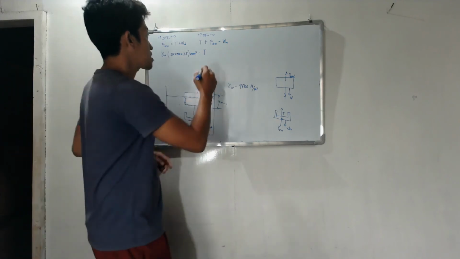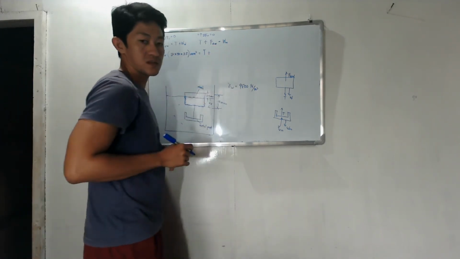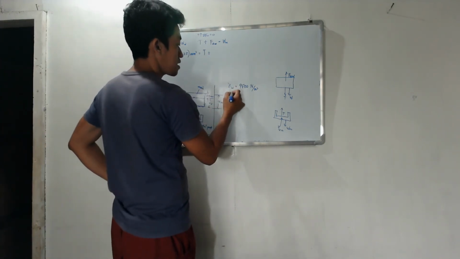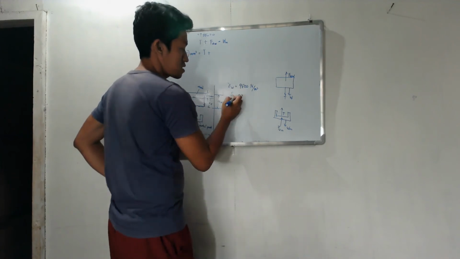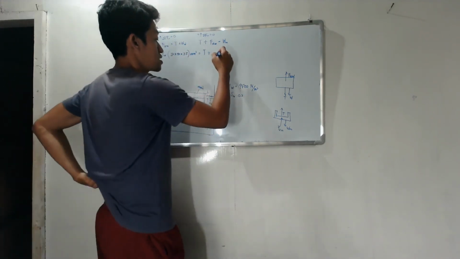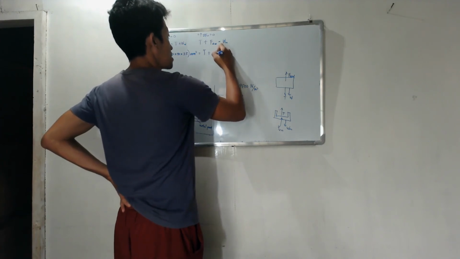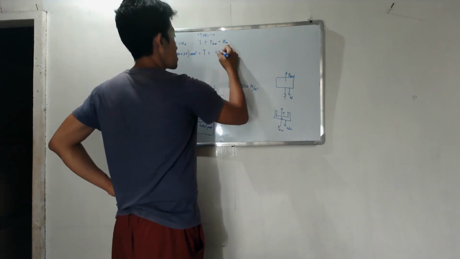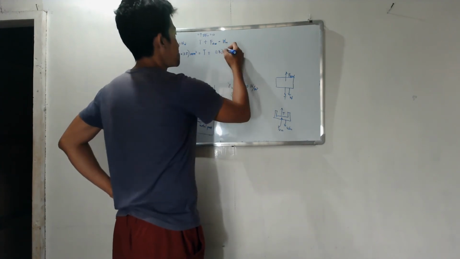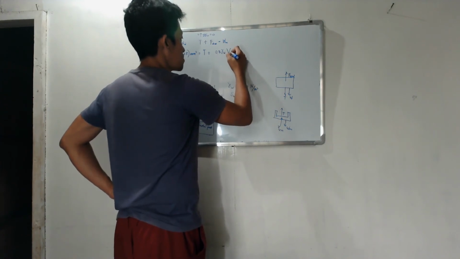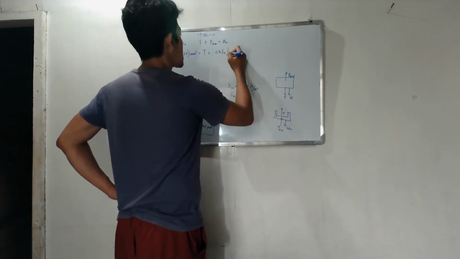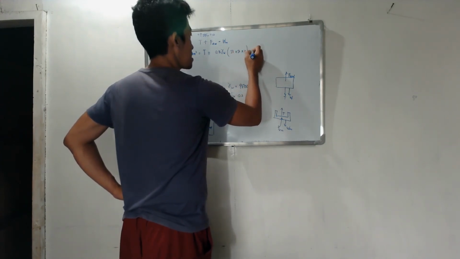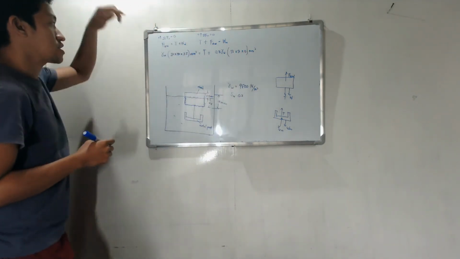weight sa wood. So, unsa ang weight sa wood? Ang weight sa wood is just mg, but given man ka nga ang specific gravity sa wood is 0.3. So, this just becomes 0.3 times gamma water times volume sa wood, which is 50 by 50 by 10 cubic mm.